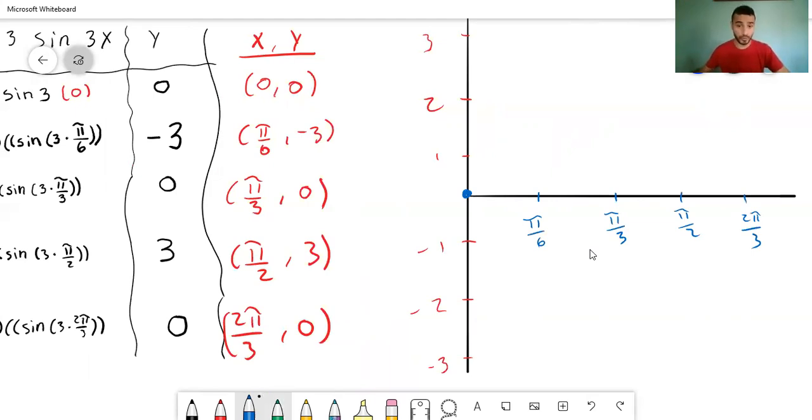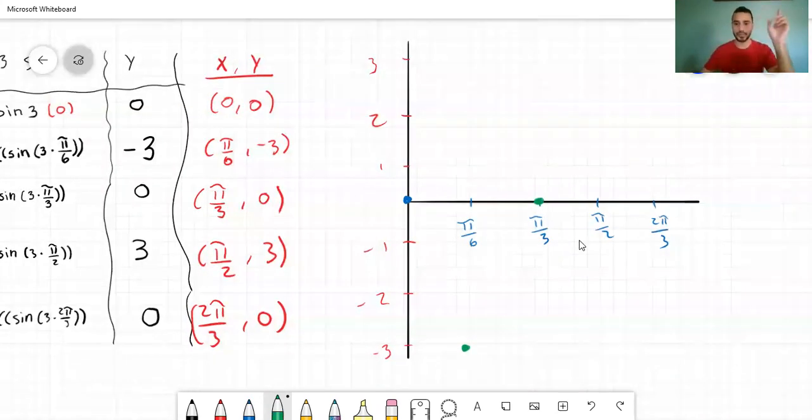I'm going to graph with green. My second point is pi over 6, comma, -3. So it's going to go all the way down here. My next point is pi third, comma, 0. So it's going to be here. My next one is going to be pi half, comma, 3. So it's going to be all the way up, here. And the last one is going to be 2 pi over 3, comma, 0. So it's going to be here.